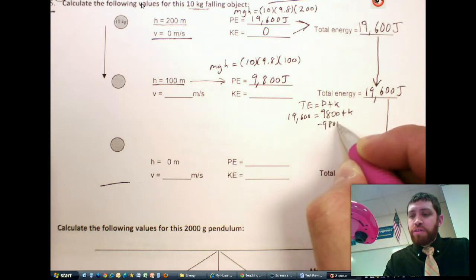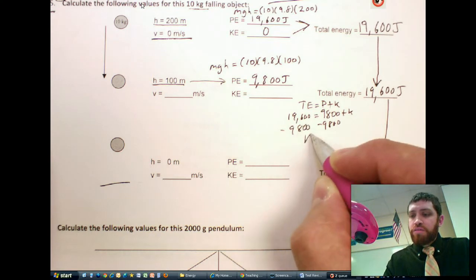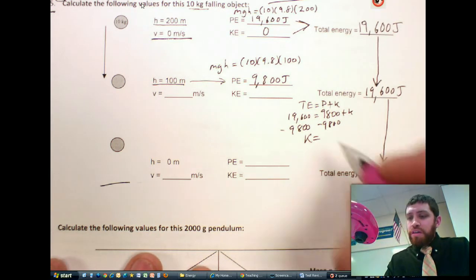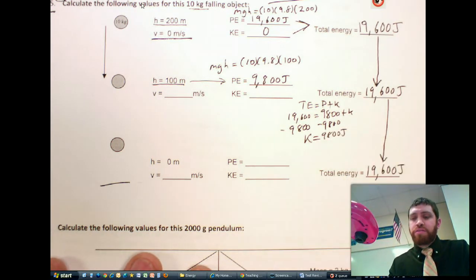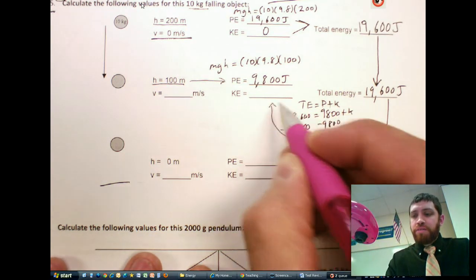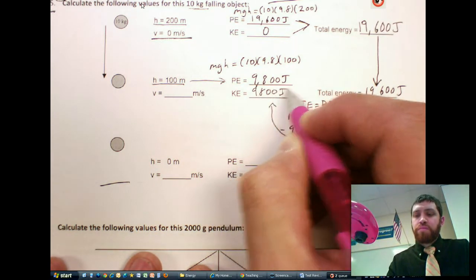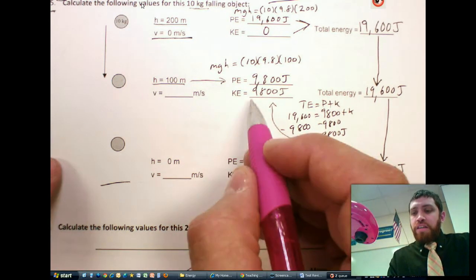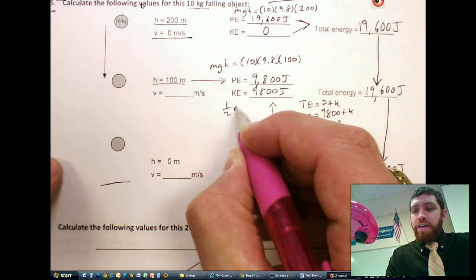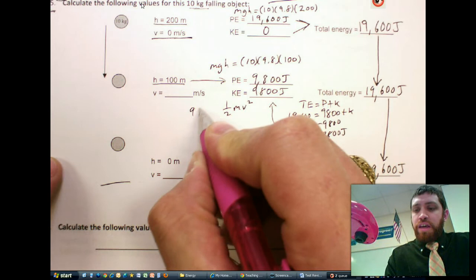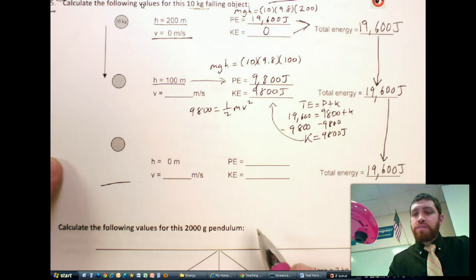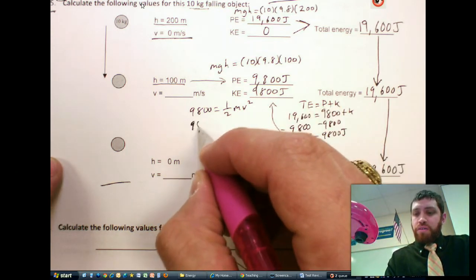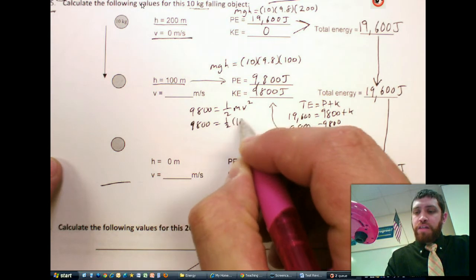Subtract 9,800 from both sides, and you'll get for the kinetic energy, it'll come out to be 9,800 also, 9,800 joules. So we can throw that right in here. And if that's the kinetic energy, remember kinetic energy is 1/2 mv squared. So 9,800 equals 1/2 mv squared. And the mass is 10. So 9,800 equals 1/2 times 10 times v squared.